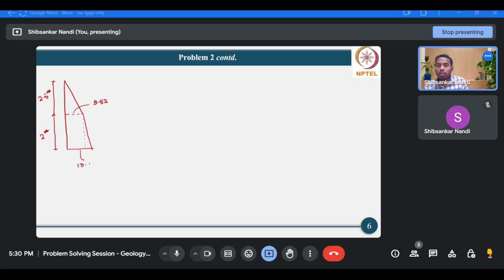So it's 13.8 plus the water pressure. Okay, so water pressure will be only for the lower 2 meter height, and so this is the active earth pressure distribution diagram in kPa.